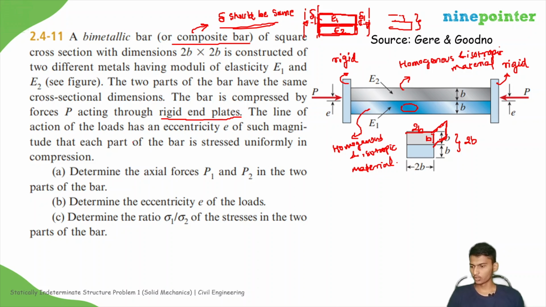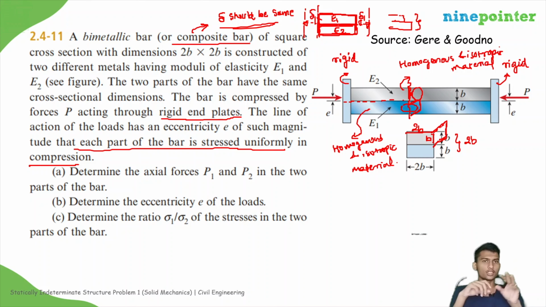So now the line of action of the loads has an eccentricity e, means it is applied at a distance e from the center. This is the center line, and such that each part of the bar, see this is the important line, each part of the bar is stressed uniformly in compression. So if you cut one section over here, this cross section has entirely constant sigma 1 value, and the entire cross section of this second bar will also have some value of sigma which is constant over the cross section. Means uniform stress distribution on each bar. Their values are different, they are separately uniform. Means that is some sigma 1, this is some sigma 2.